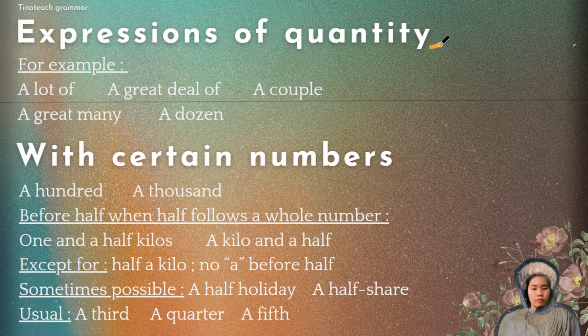So first off, with expressions of quantity, you can put a in front of, for example, a lot of, a great deal of, a couple, a great many, and a dozen. A dozen means 12. Okay? When you hear dozen, oh, that's 12.